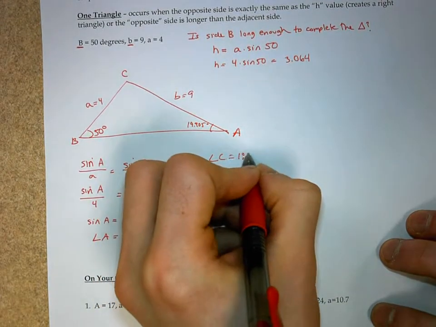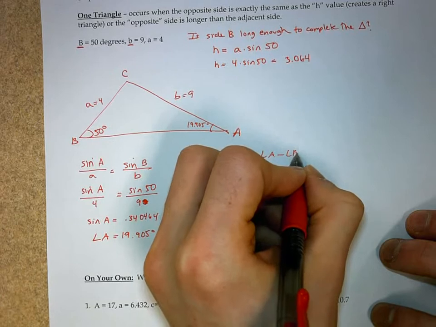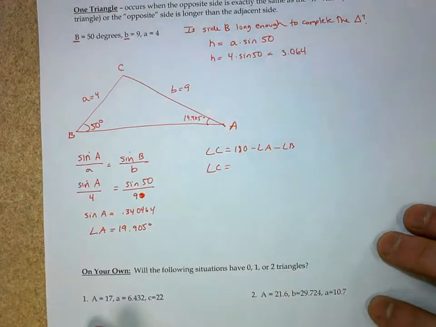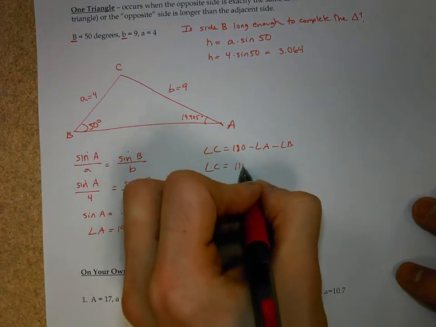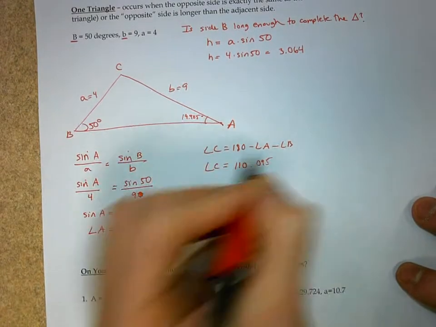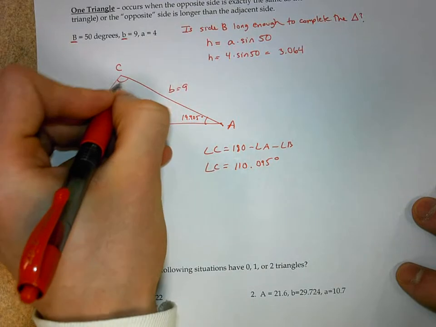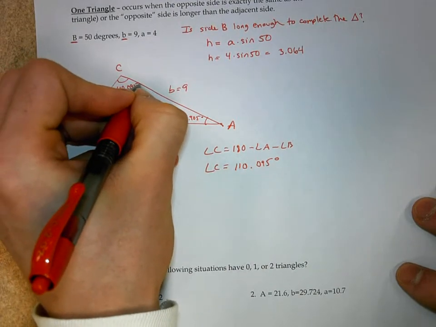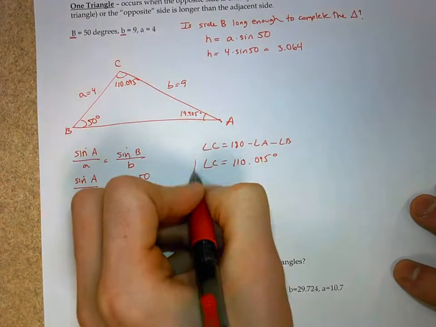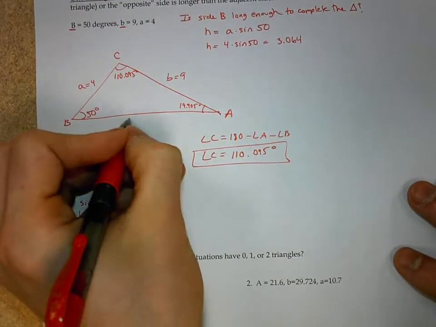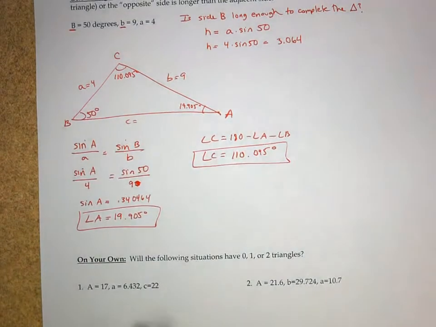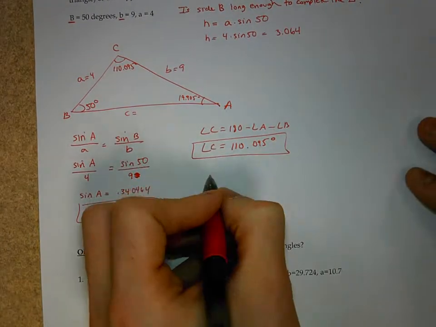Angle C then is 180 minus angle A minus angle B. So 180 minus 50 minus 19.905. Angle C is going to be 110.095 degrees. And then finally, I need to find side C, which, since this is going to be across from the obtuse angle, should be the longest side.